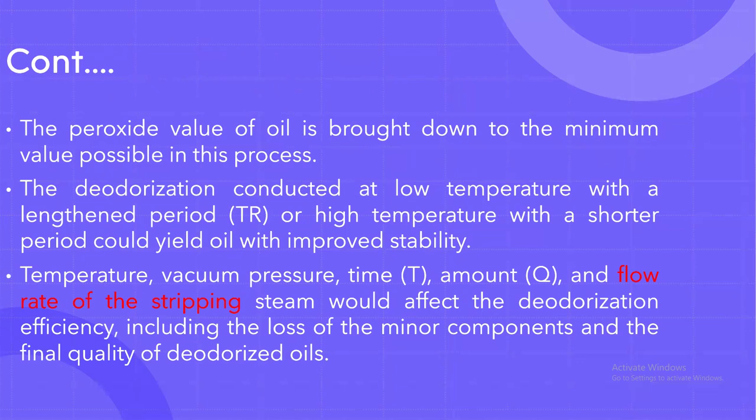So the peroxide value of oil is brought down to the minimum value possible in this process. Ideally, you want to bring your peroxide value to 0, but usually it doesn't happen. For example, in a plant where I work, we take it to 0.1, which is acceptable. Deodorization conducted at low temperature with a lengthened period, which is your residence time, or high temperature with a shorter period could yield oil with improved stability. So what do you mean? You can conduct this deodorization at a low temperature, for example at 230, with a longer residence time of, say, 2 hours. Or you can elevate your temperature, then shorten your residence time to say an hour, and still get acceptable results in terms of your free fatty acid and your peroxide value.